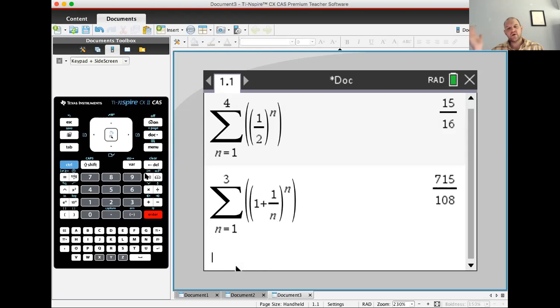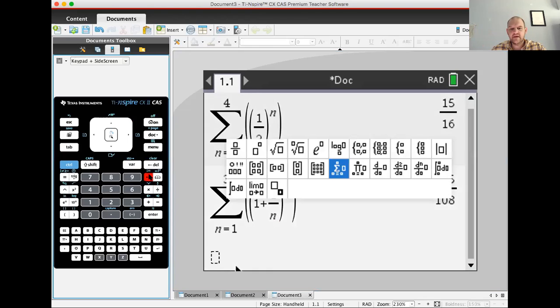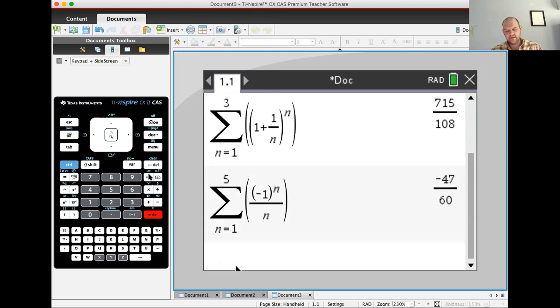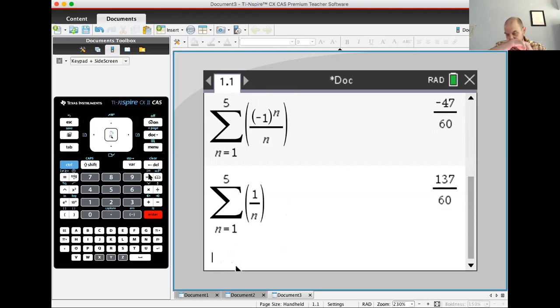Going to infinity, all bets are off. Finite sums, you're going to be able to find a sum. So here we go, n from 1 to 5, -1 to the n over n, -47 over 60. Just writing these down as I go. Okay, and now it's not going to alternate, so I can just go up here and make this to the 2n, because -1 to the 2n is always just +1. So this is 137 over 60. Okay, so far so good.